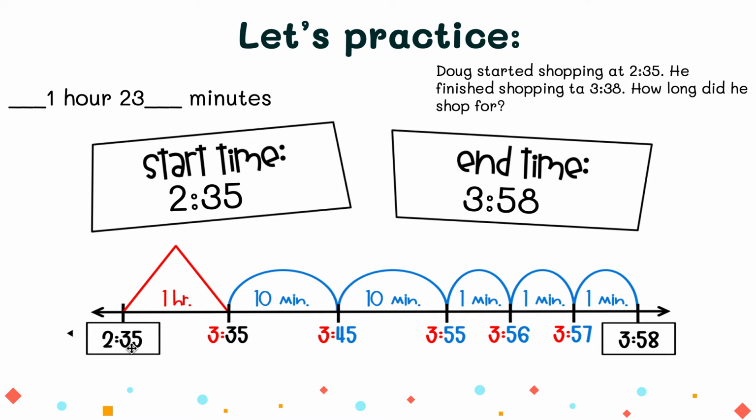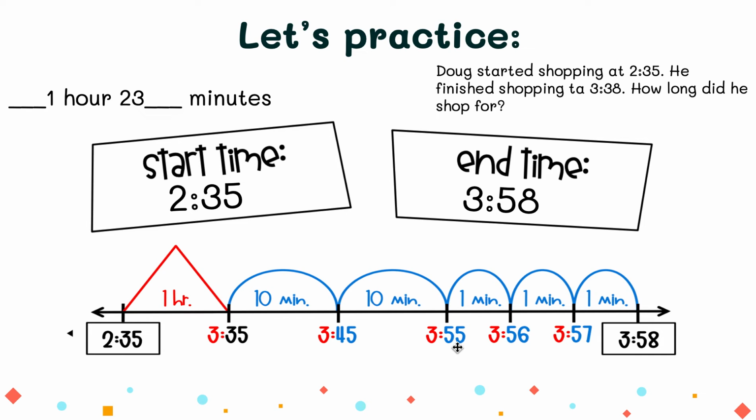So our start time was 2:35. Because our end time is 3:58, we were able to use an hour jump and we landed at 3:35. We still have a bit to go since we have to end at 3:58. So we have a 10-minute jump and we land at 3:45. So we've done an hour and 10 minutes. Okay, we still need to get to 3:58, so another 10 jump, and we end up at 3:55.